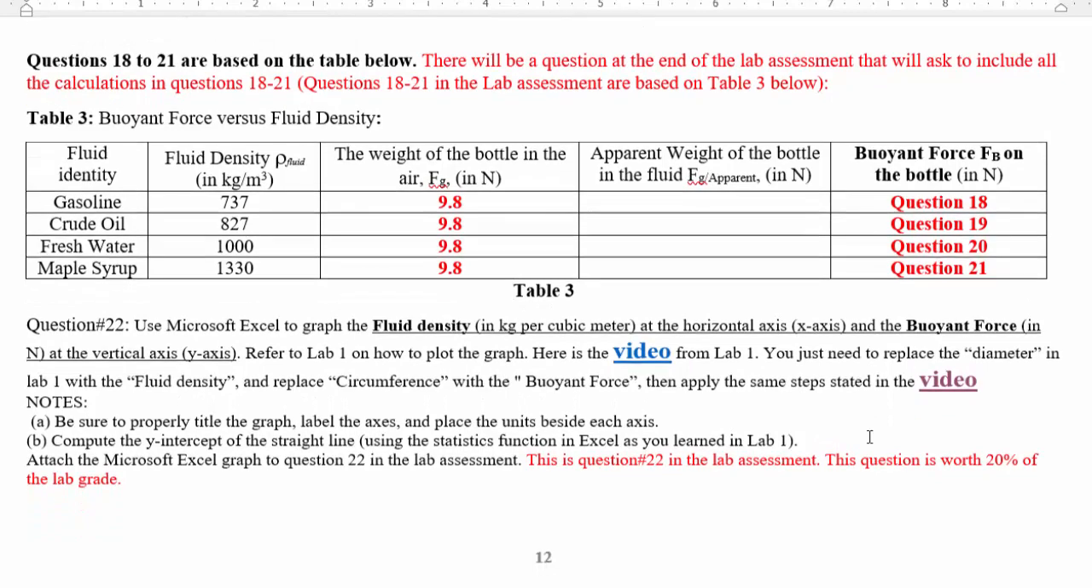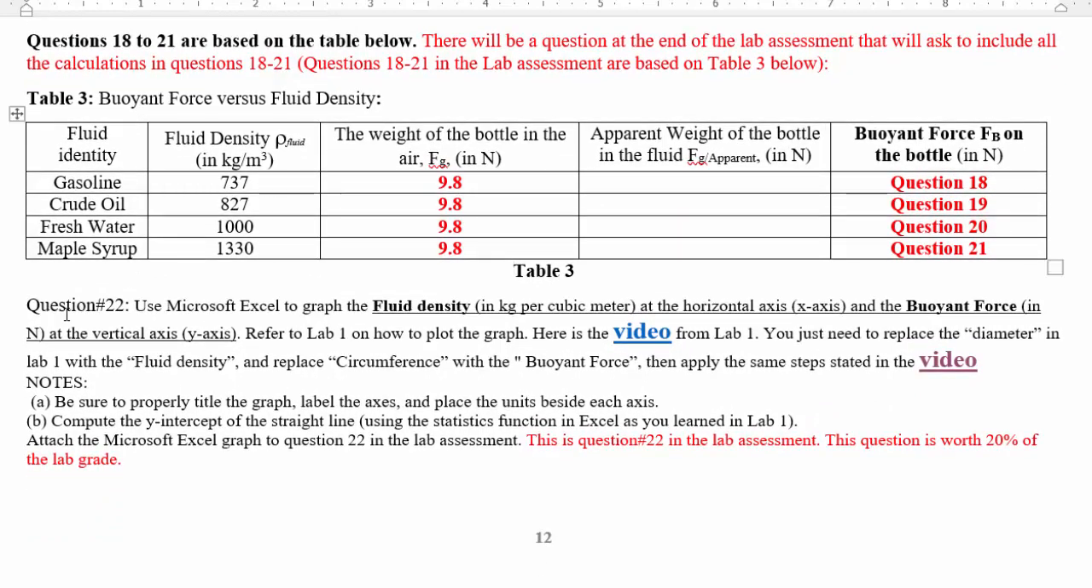Now, the first step of analyzing the data, as stated here in question number 22, is to plot a Microsoft Excel graph of the fluid density versus the buoyant force, where the fluid density will be on the x-axis because it's the independent variable, and the buoyant force will be on the y-axis because it's the dependent variable. From the graph, we can tell whether the relationship is directly proportional, inversely proportional, just linear or nonlinear, and so on.